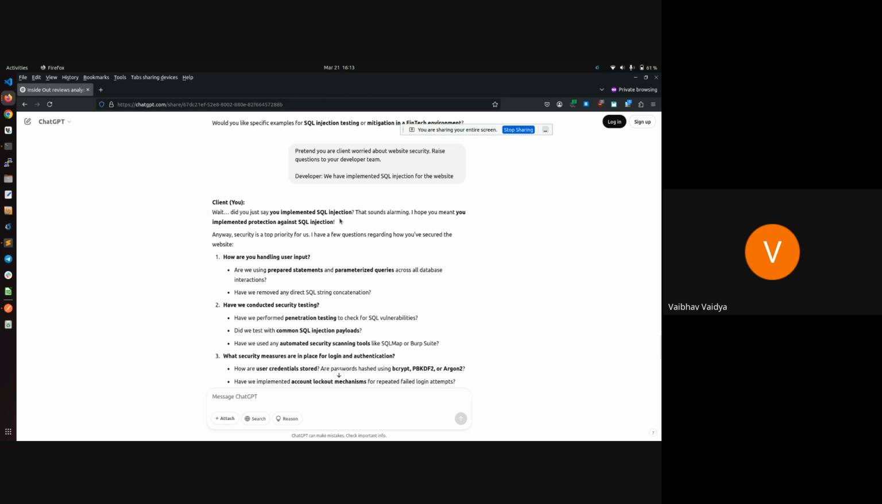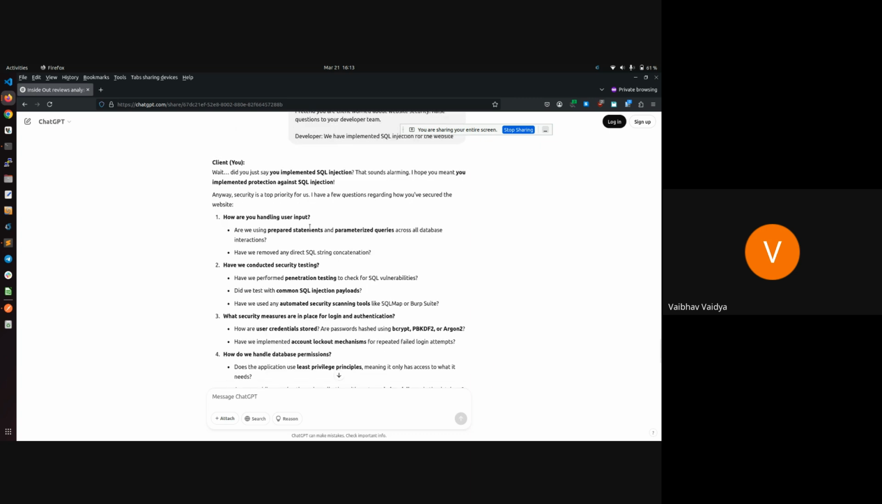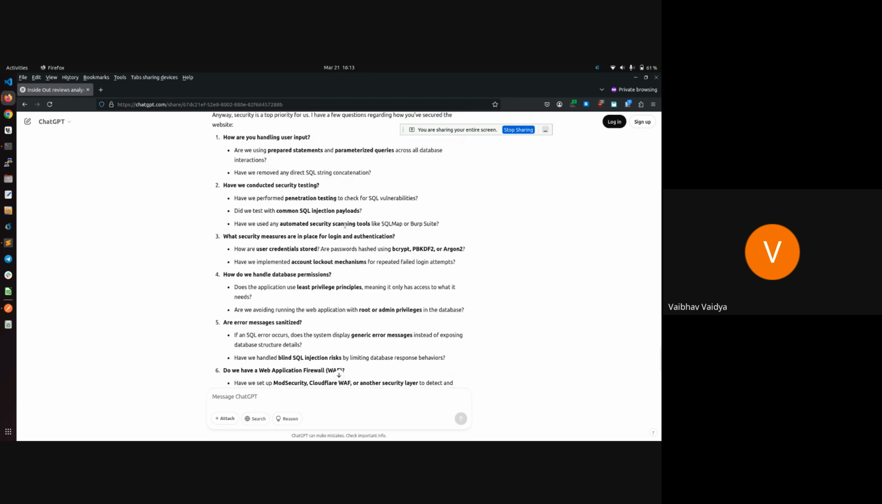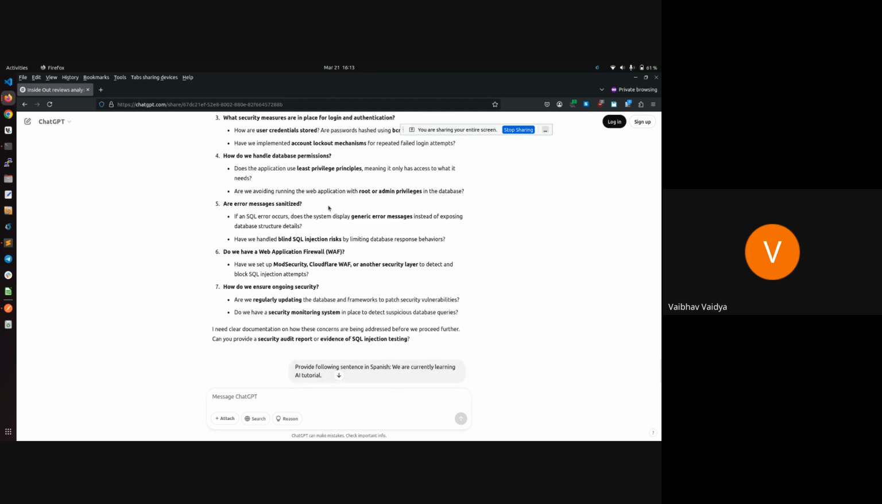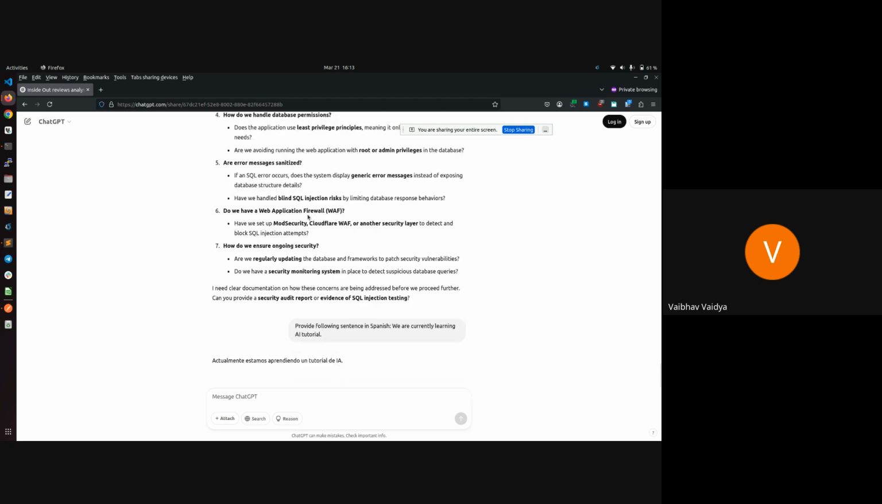The AI has replied, "Did you implement SQL injection? That sounds alarming. I hope you implemented against SQL injection." And then the AI can mimic. Okay, you have done these things. What all other questions can I raise related to website security? So user input sanitation, security testing, logging, authentication, database permissions. Are error messages sanitized? Do we have a web application firewall? Do we ensure ongoing security? So you can expect my client is going to maybe approach like 5 of these 7 questions, and you can prepare accordingly from your side.